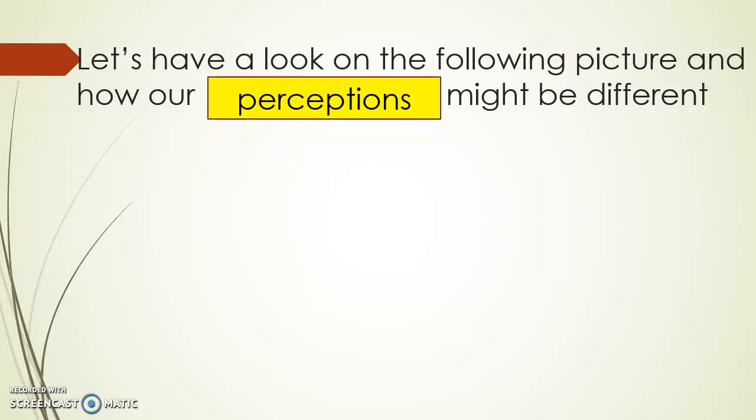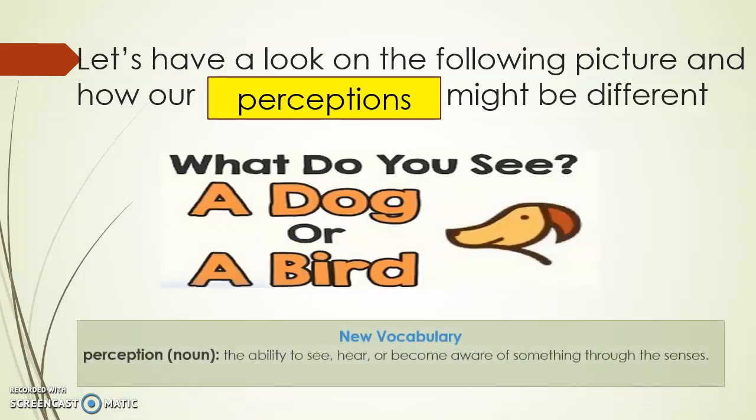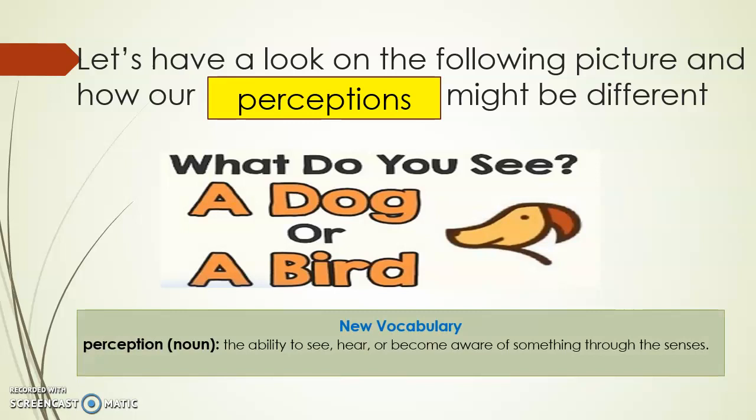Let's now have a look at the following picture and see how our perceptions might be different. What is a perception? Perception is the ability to hear or become aware of something through your senses. So, what I see in this picture is a dog. Can you tell me, what do you see? You may see a dog or a bird according to your own perception of things.